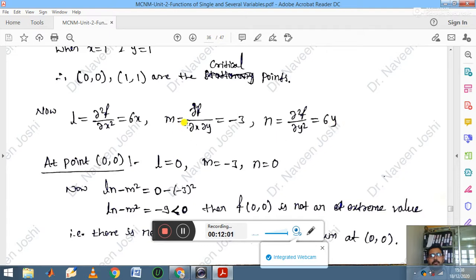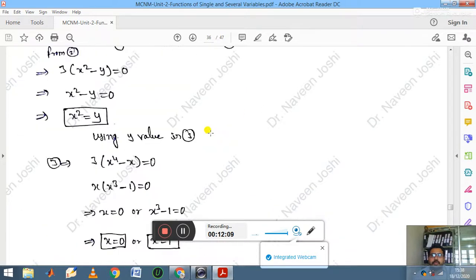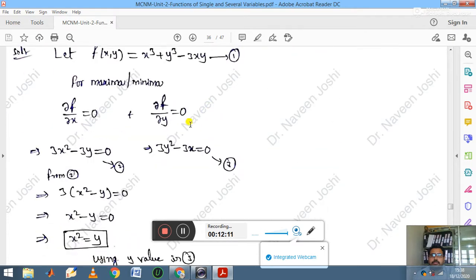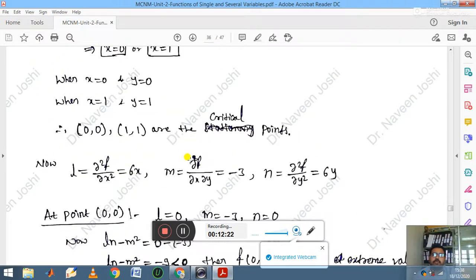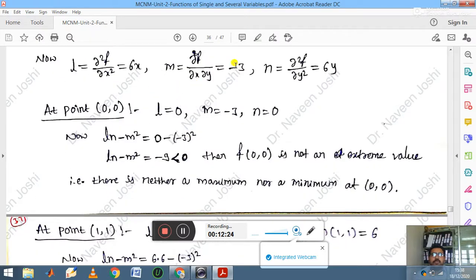And what about M? M is dou square f by dou x into dou y. You already got dou f by dou y value, which is 3y square minus 3x. This term you differentiate with respect to x. Therefore the first term is 0, you get minus 3. Therefore your M value is minus 3. L value 6x, M value minus 3, N value 6y.